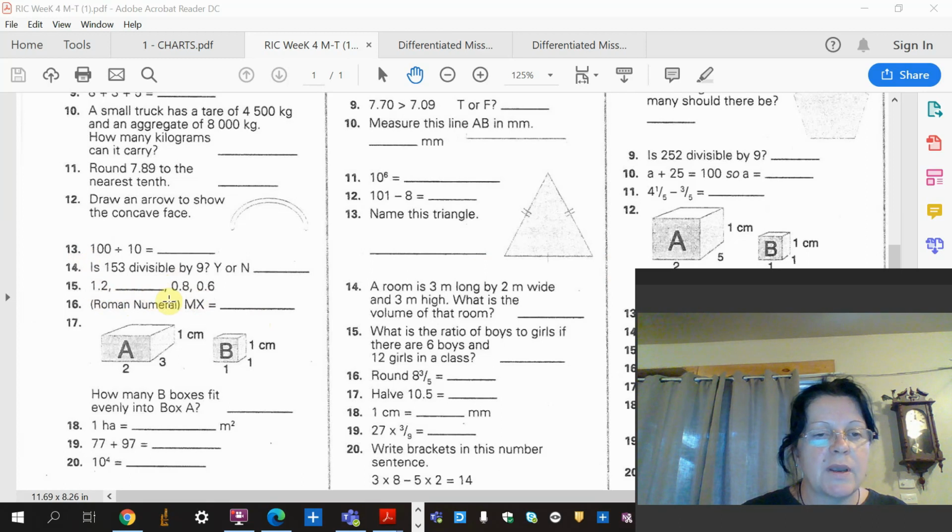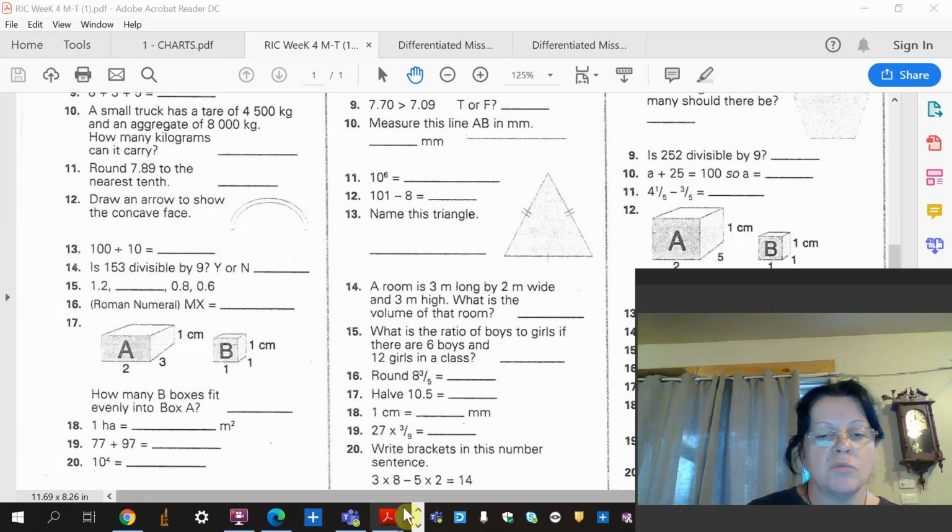1.2, then there's a space, 0.8 and 0.6. So what are these numbers going down by? We can't compare anything here because we don't have it. 0.8 and 0.6, they're going down, and how much are they going down by? 0.2. So if we take 0.2 away from this, what are we left with? 1.0. We're left with a whole number. So write that one in.